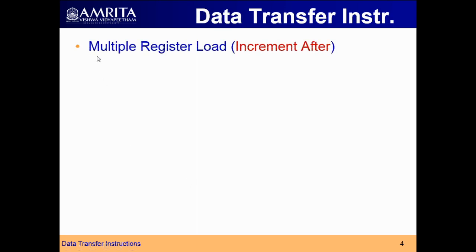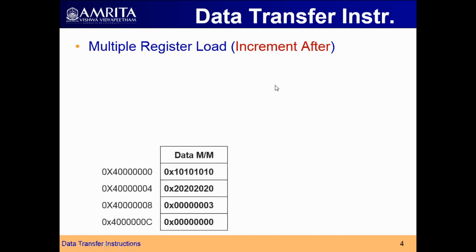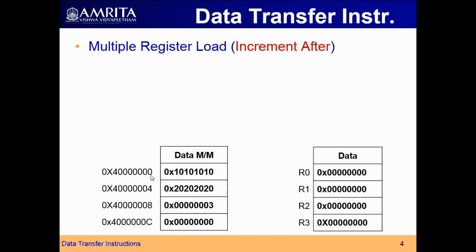Next we will see one example for multiple register load store, and the addressing mode is increment after. So let us take this data memory with the corresponding addresses. Then these are the set of registers with the corresponding data. Initially all the registers have data as zeros, and each memory address has corresponding data. So 4000 has data 10101010, 4004 has 202020, 4008 has 003, etc.